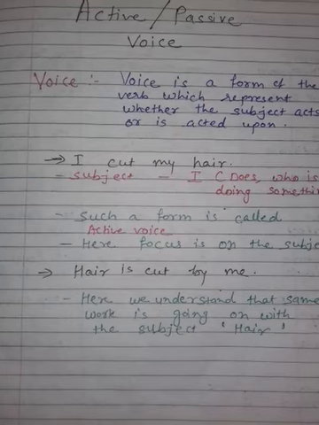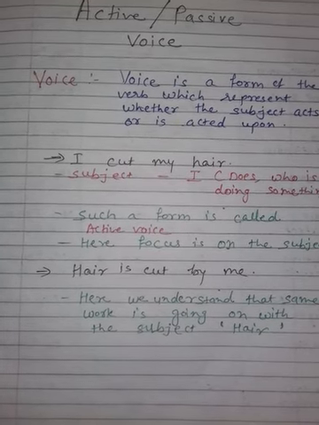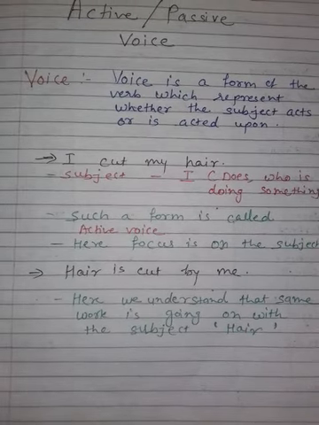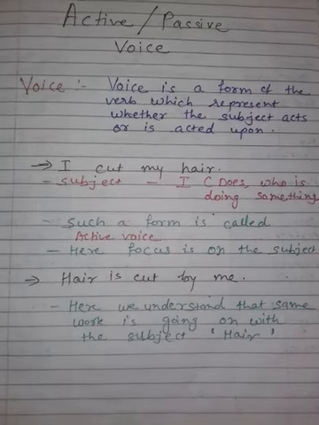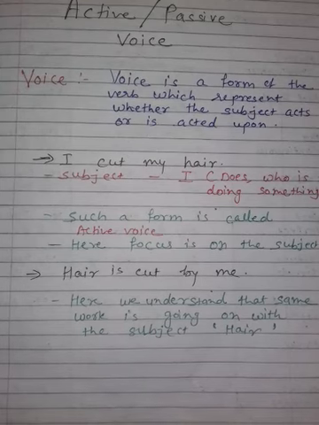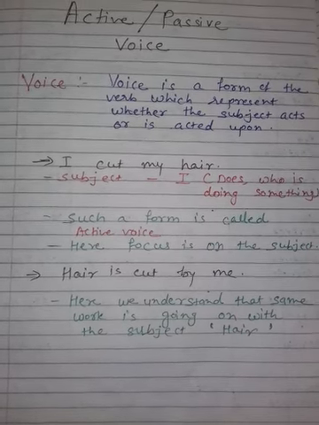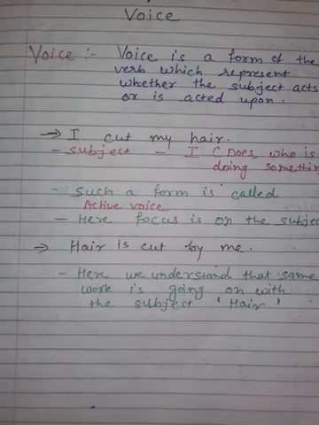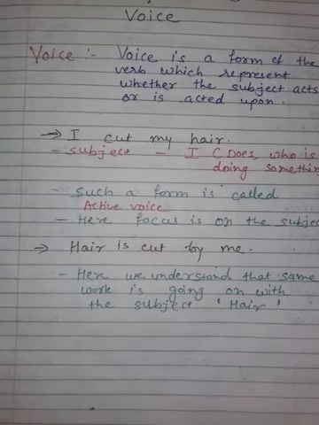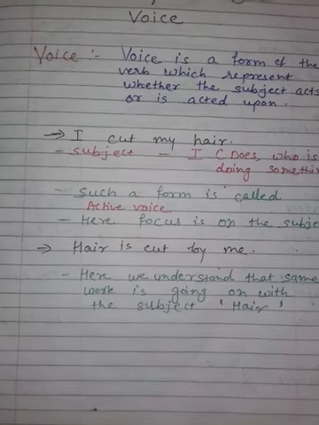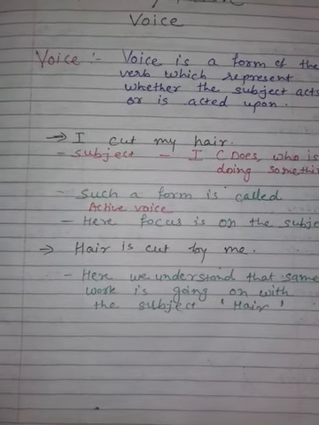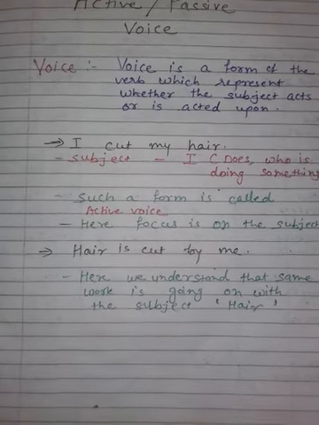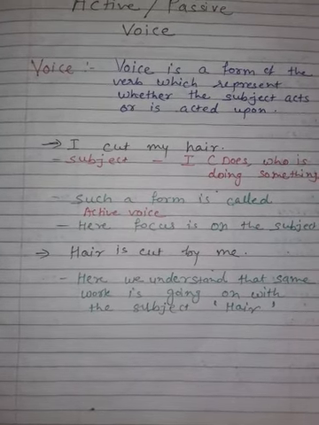But in passive voice we focus on the object of the active. When we change it to passive voice, the object of active becomes the subject of passive. Now you can see the example of passive voice. Hair is cut by me. Here we understand that the same work is going on with the subject hair.